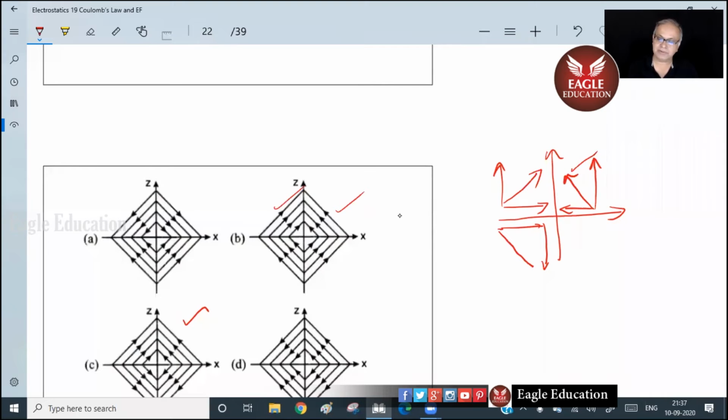Isn't it so? So it's like this. Yes, sir. Here, this way tallied. And when you go to plus, this is away, and minus towards. So this way. Yeah, C only is correct. Come on. All right.